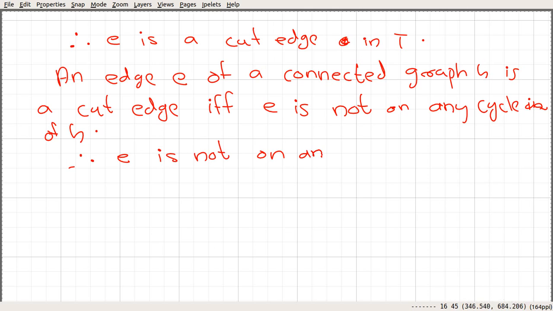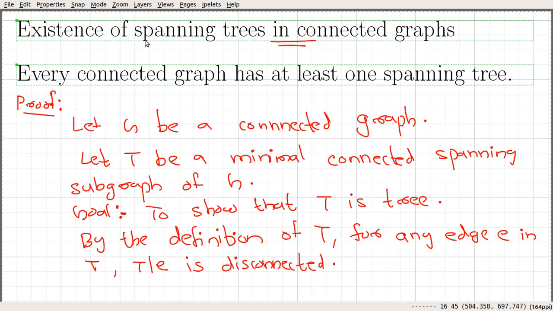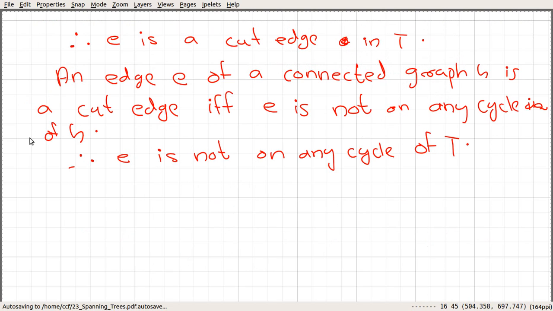And that says this particular edge E is not on any cycle of T. Since E is a cut edge, and we chose this E to be an edge in this minimally connected spanning subgraph of G, therefore E is not on any cycle of T. And that says T is acyclic.